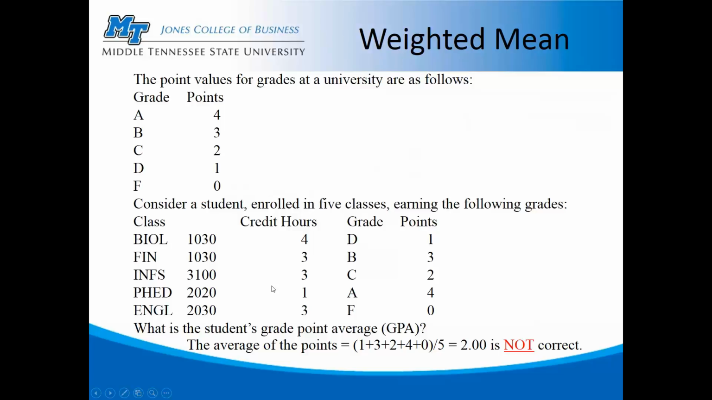A person taking a 4-hour course, whatever score they make, it's going to be worth more than for some class that they're taking that's only worth 1 hour. But you have to use the credit hours as weights in addition to just using the points. So here's the correct calculation.